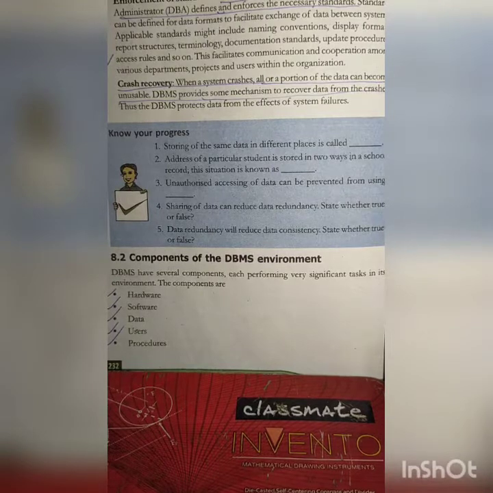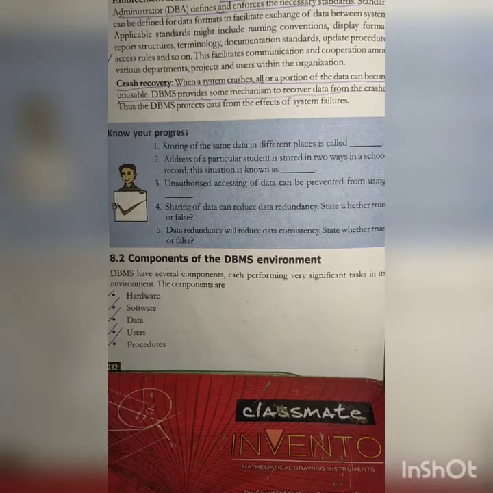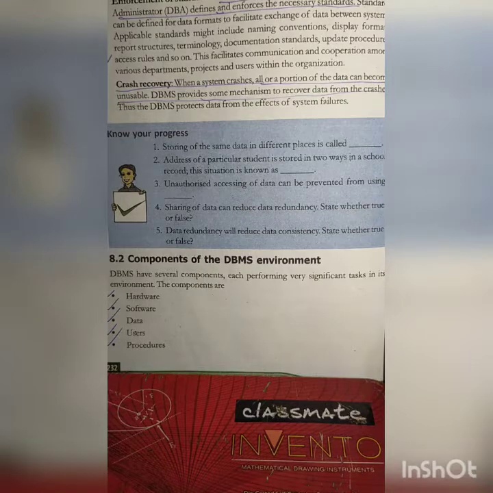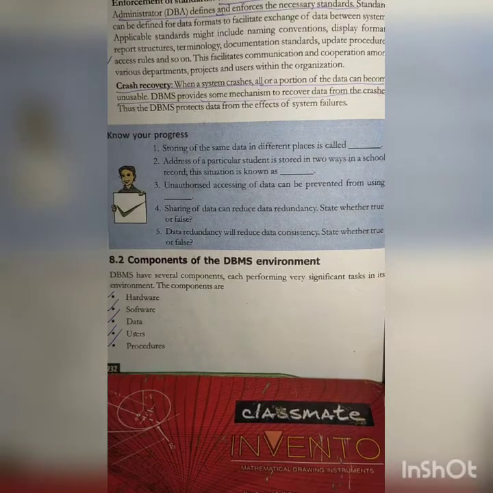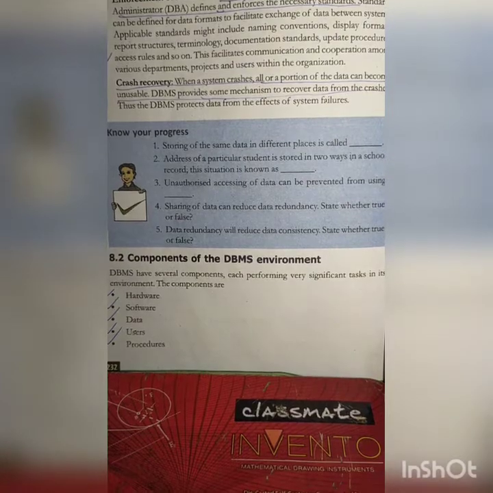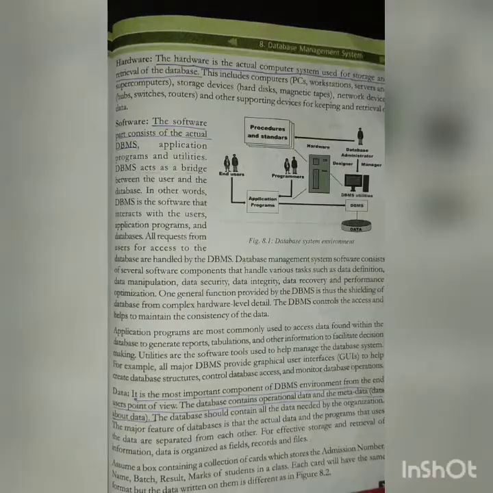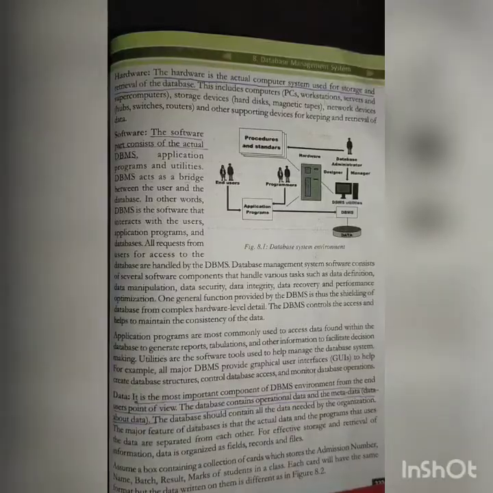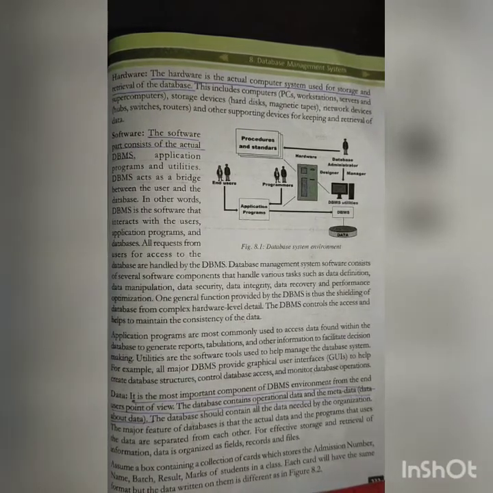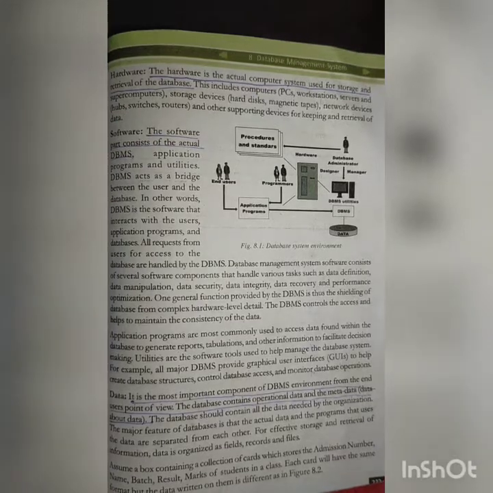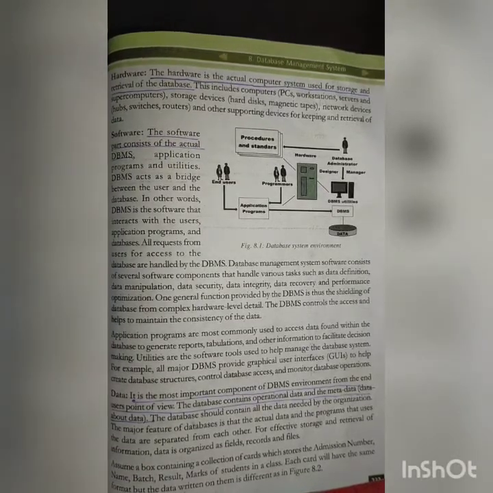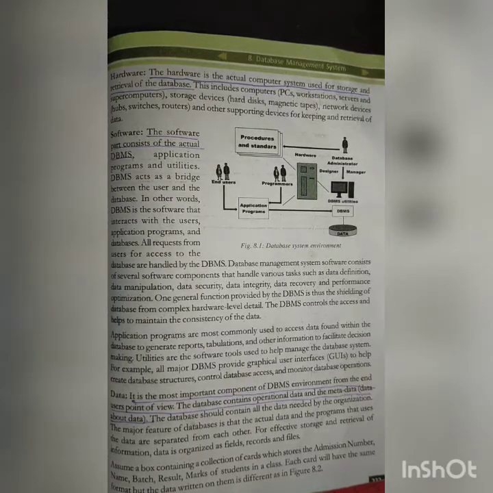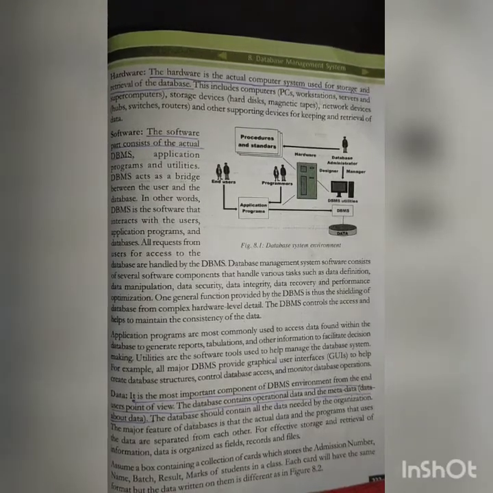Next part, components of the DBMS environment. A DBMS has several components, each performing very significant tasks in its environment. The components are hardware, software, data, users and procedures. First one, hardware. The hardware is the actual computer system used for storage and retrieval of the database. Second one, software. The software consists of the actual DBMS application programs and utilities.